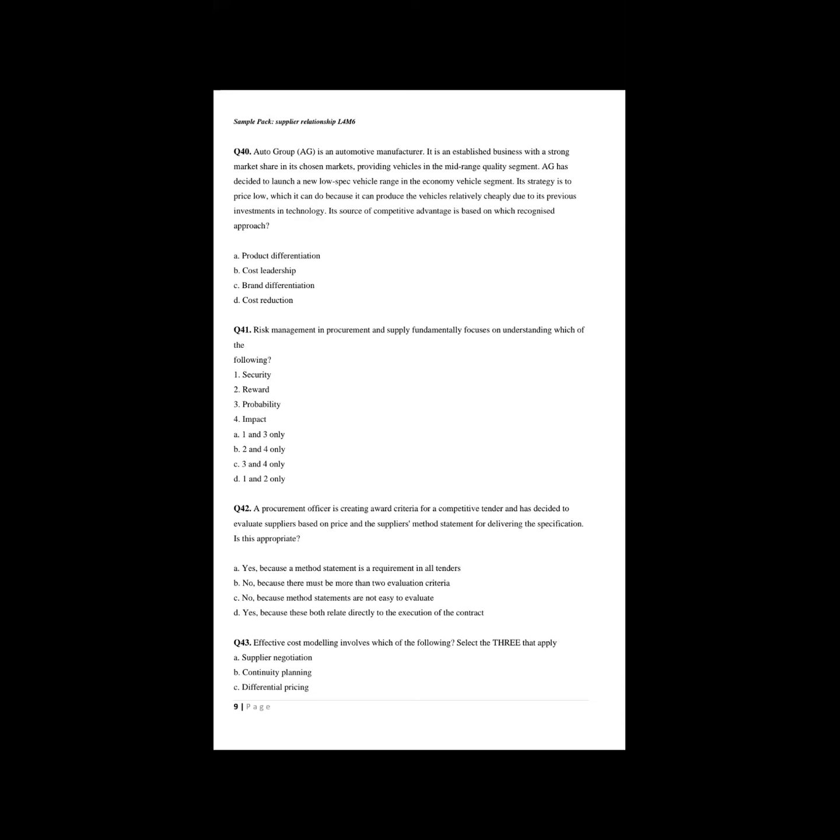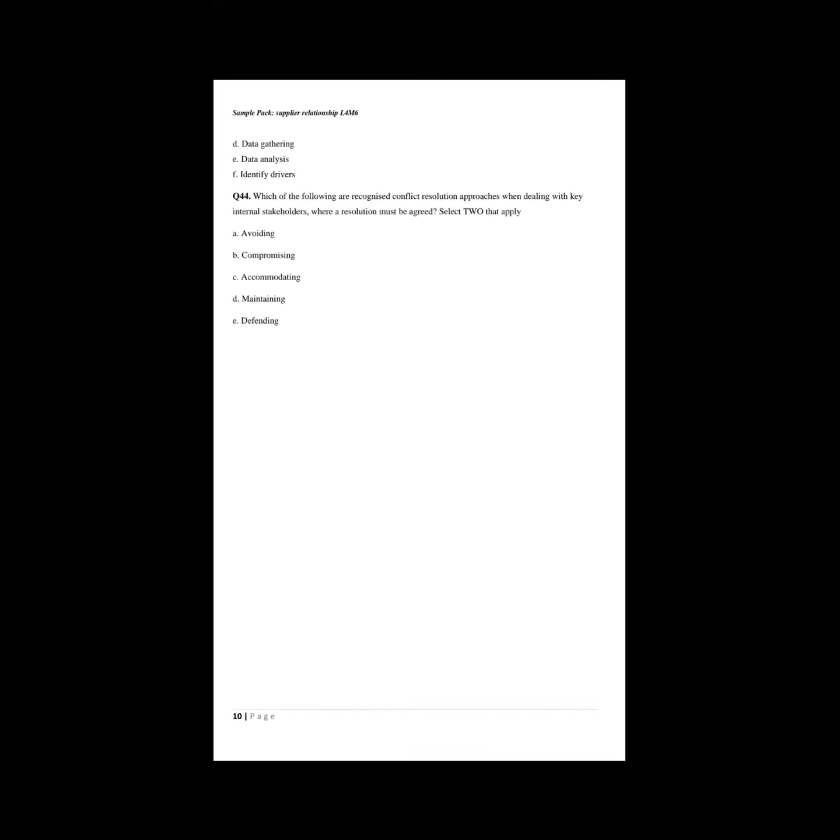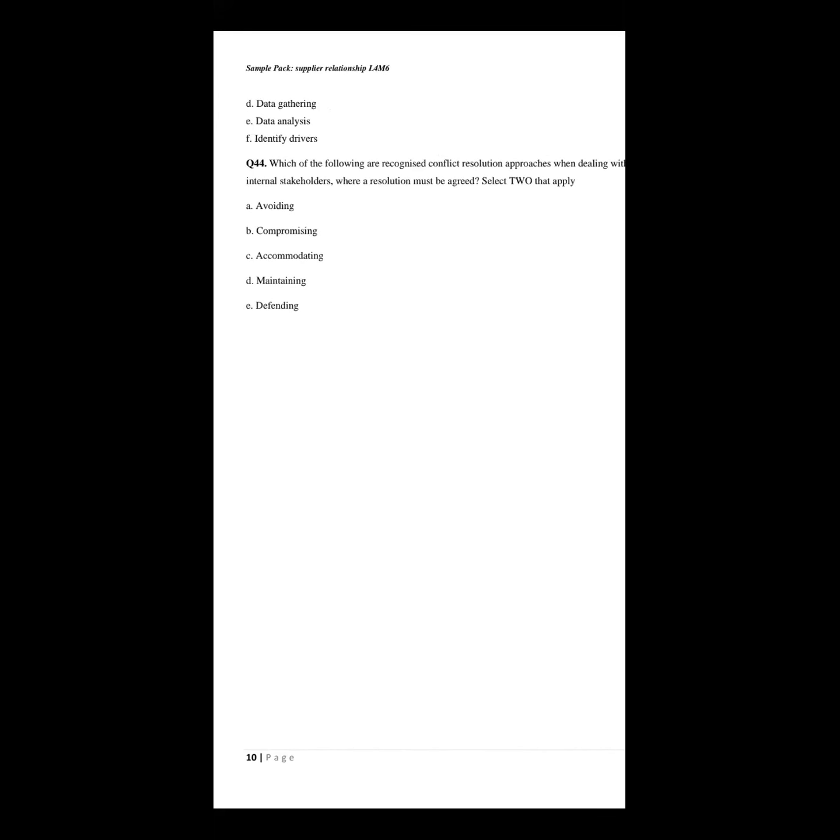Okay, so question 43. Effective cost modeling involves which of the following? Select the three that apply. A, supplier negotiation. B, continuity planning. C, differential pricing. D, data gathering. E, data analysis. F, identify drivers.